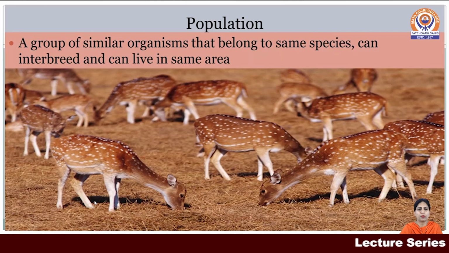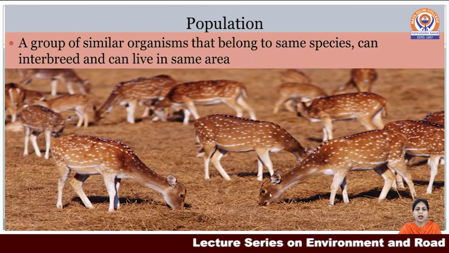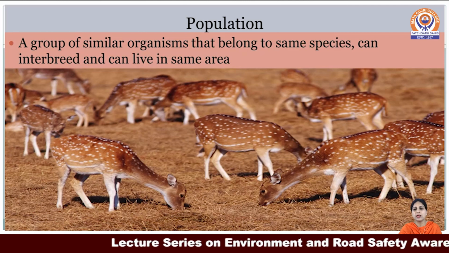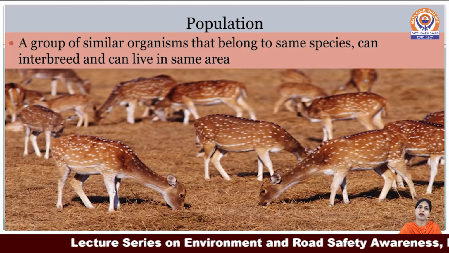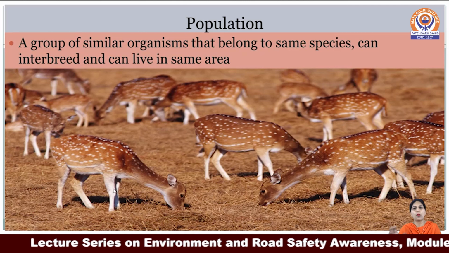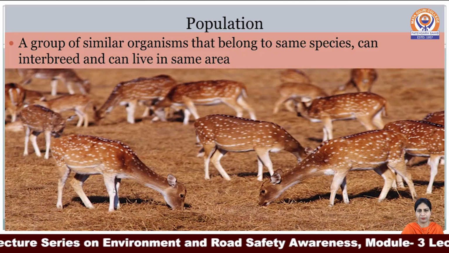So coming to the population, a group of similar organisms that belong to the same species can interbreed and live in the same area. For example, a number of deer can be seen in this picture. So all the deer residing at a particular place at a particular time form the population of deer.